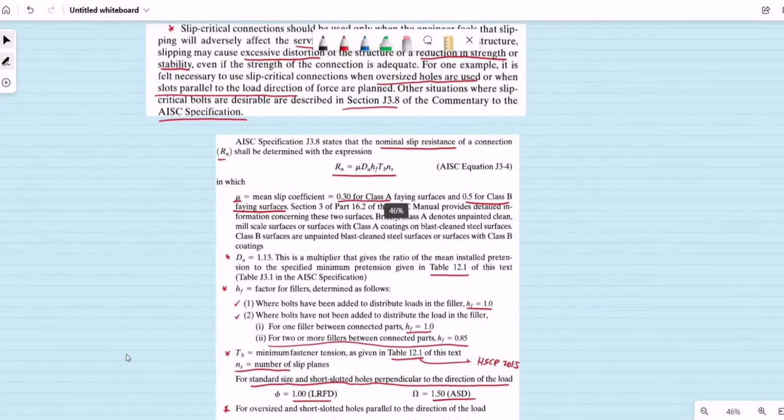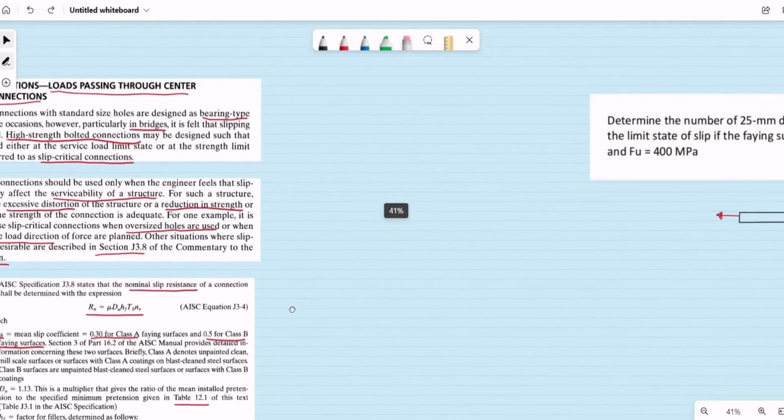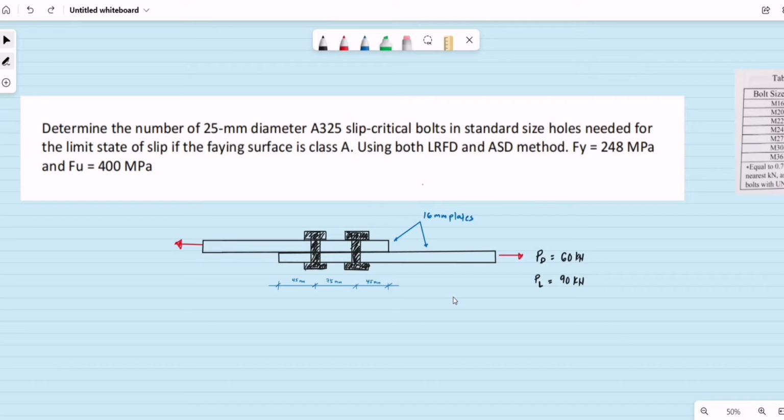So let's have an example for the slip critical connections. Determine the number of 25 mm diameter A325 slip critical bolts in standard size holes needed for the limit state of slip if the faying surface is Class A, using both LRFD and ASD methods. For the steel, we have Fy equal to 248 megapascals and Fu equal to 400 megapascals.